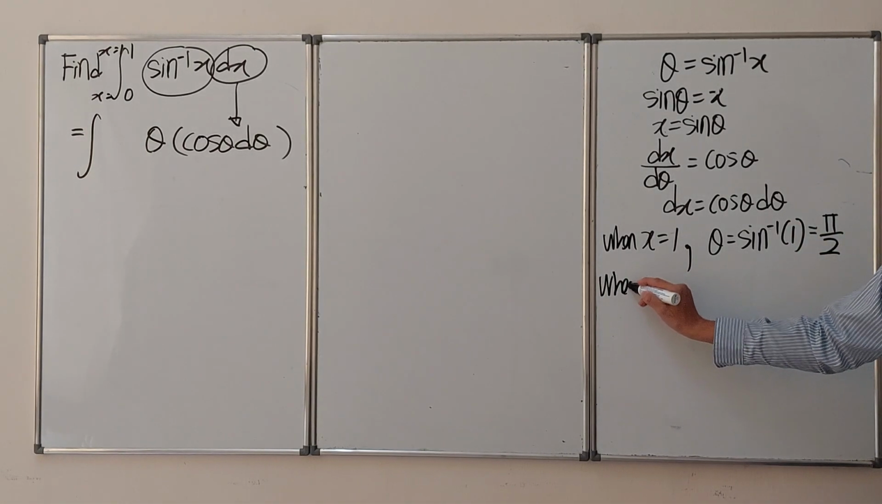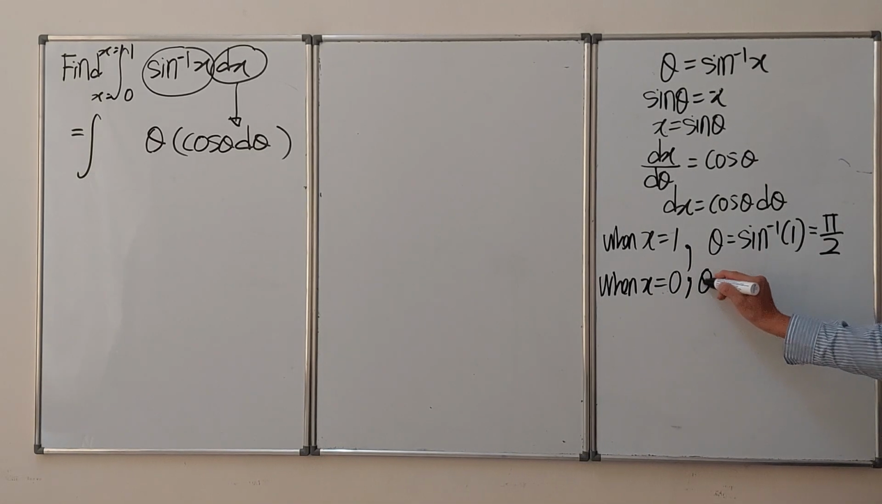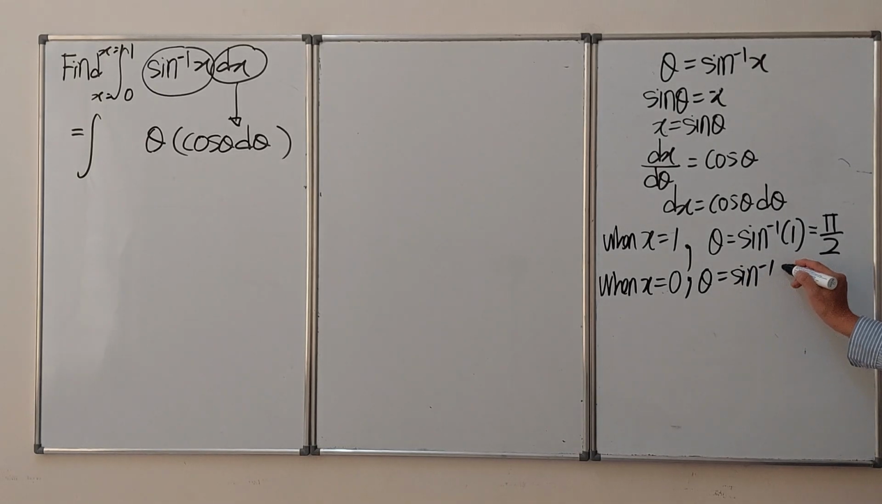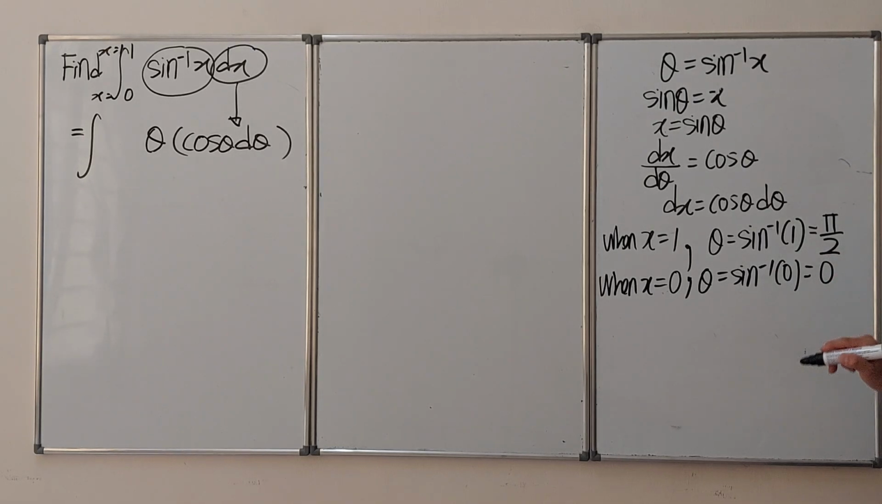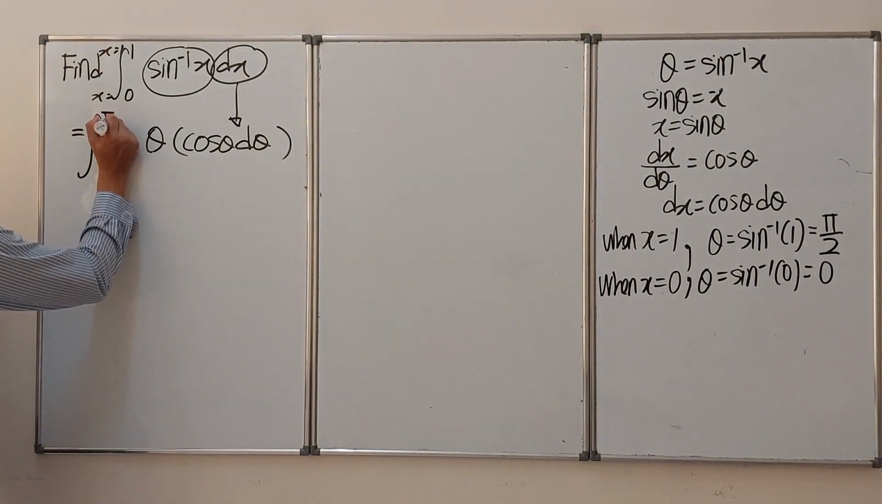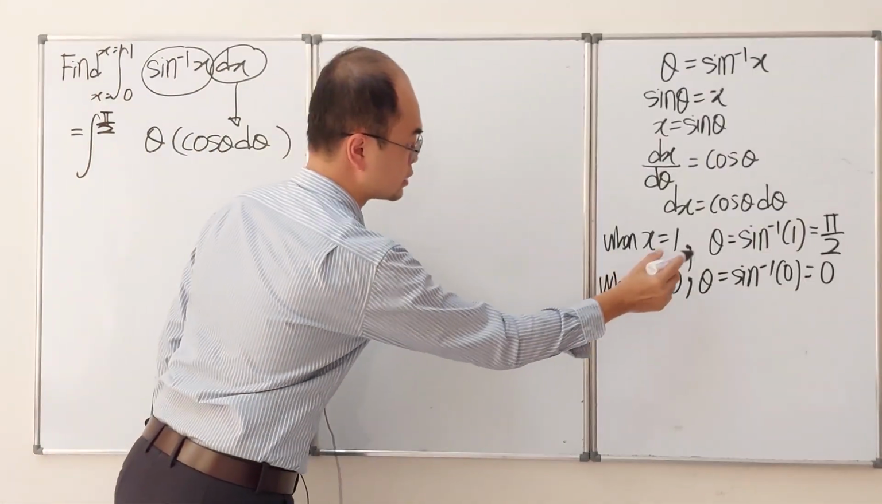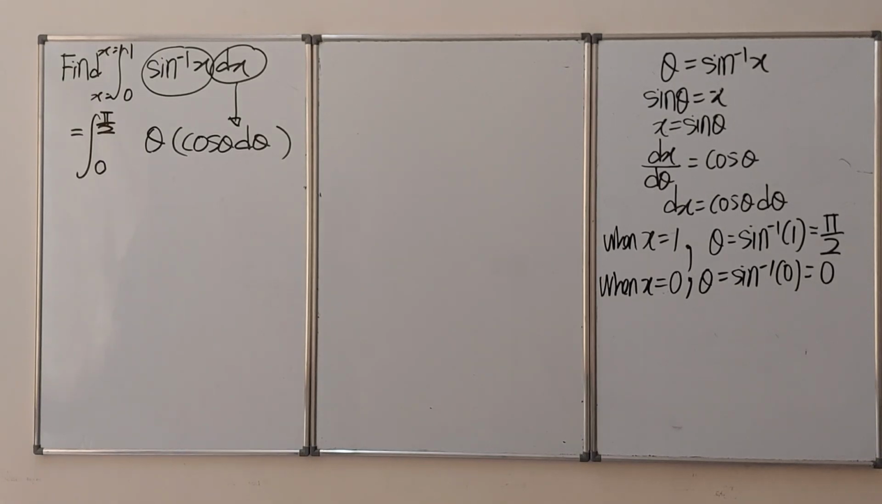So when x equals 0, theta will be arc sine of 0. You substitute 0 inside here, so you're getting theta is 0. So it means that you can replace the limits. When x is 1, it's pi over 2. When x is 0, theta will be 0. So now I have replaced them, from theta equals 0 to theta equals pi over 2, from x equals 0 to x equals 1.